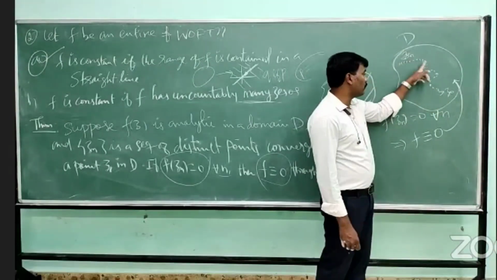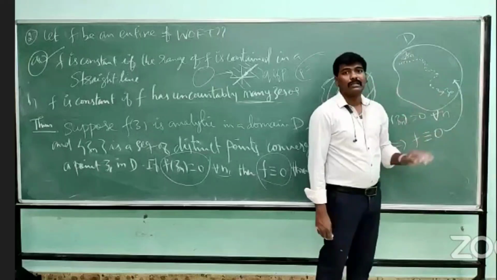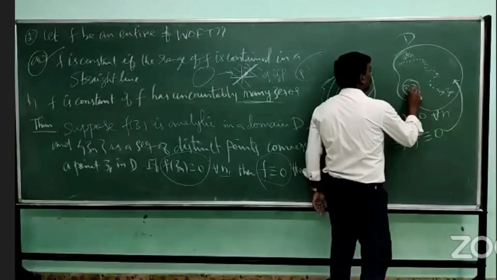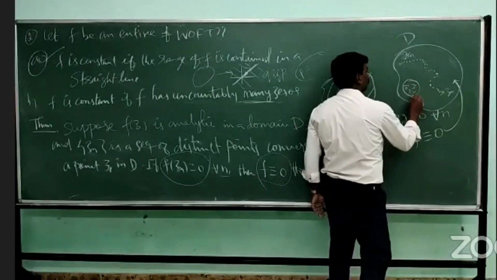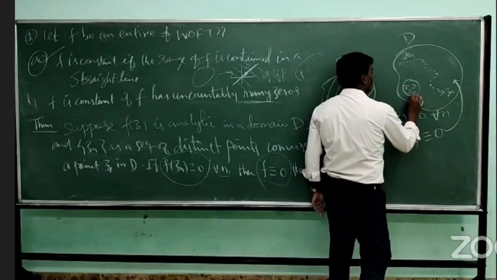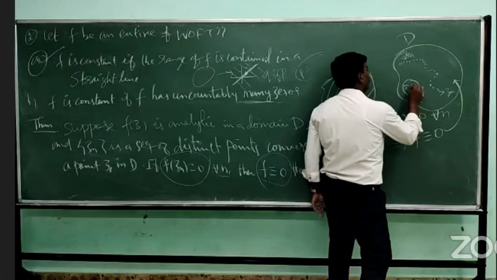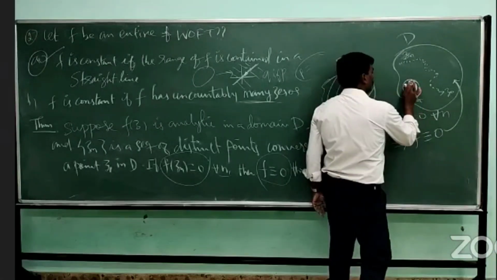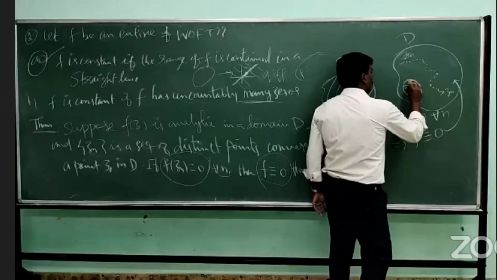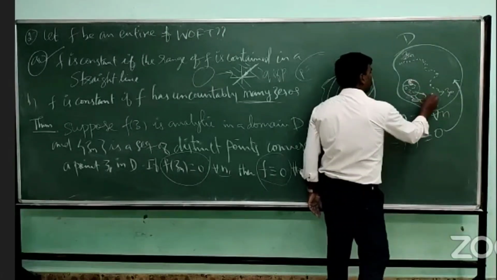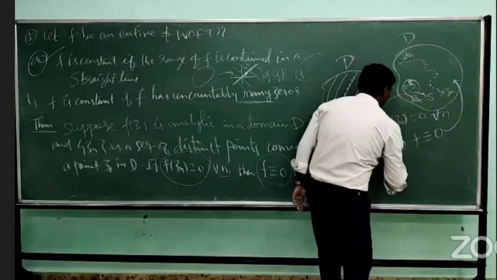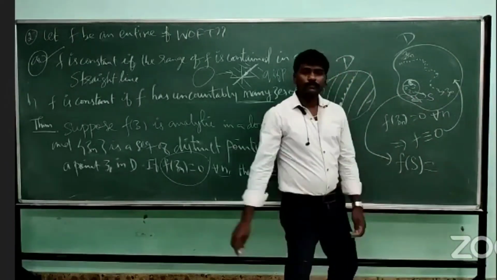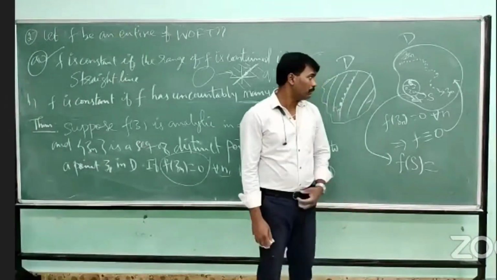Suppose the sequence of zeros converges to some Z0. Then what should be the value of f there? This is my picture. This is some girl, or boy, whatever it may be. I call this girl S. Any participant, please come. What is f of S? What is the output of S? Participant, please.